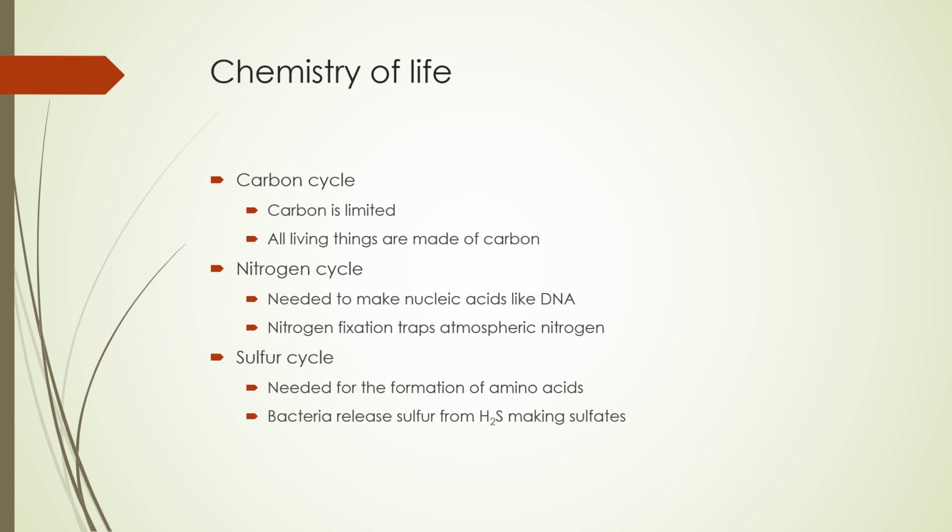All living things are made of carbon. The nitrogen cycle is needed to make nucleic acids like DNA and RNA. Nitrogen fixation traps atmospheric nitrogen, which can then be used by plants and animals. And the sulfur cycle is needed for the formation of amino acids. Amino acids are made into proteins, and bacteria release sulfur from hydrogen sulfide, making sulfates. The carbon cycle, the nitrogen cycle, and the sulfur cycle are needed to make amino acids, lipids, carbohydrates, and proteins.